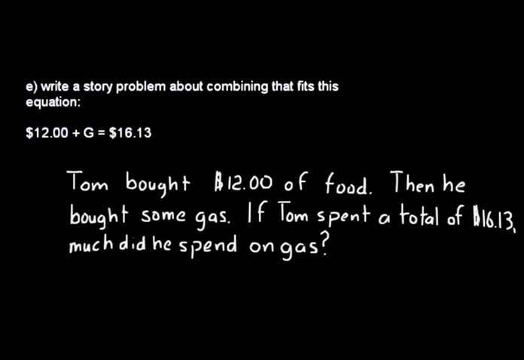Here's one possible solution to this problem. Now there's a variety of solutions to this problem. You have to set it up so that you could solve that story problem that you create by using that equation there, 12 plus G equals 1613. So what I put was, Tom bought $12 of food, then he bought some gas. If Tom spent a total of 1613, how much did he spend on gas? So that's all you have to do on these problems, is make a story problem that fits the equation that you've been given. Let's do one more.